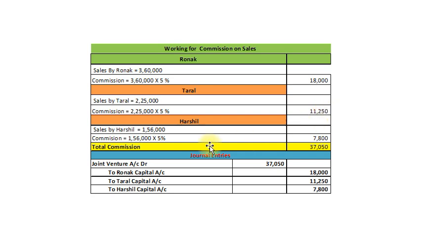And that of Harshil: total sales made 1,56,000 and 5% of 1,56,000 amounts to 7,800 and total commission amounts to 37,050. And our accounting entry for commission payable to co-venturers is joint venture account debit 37,050, to Ronak capital account 18,000, to Taral capital account 11,250, to Harshil capital account 7,800.